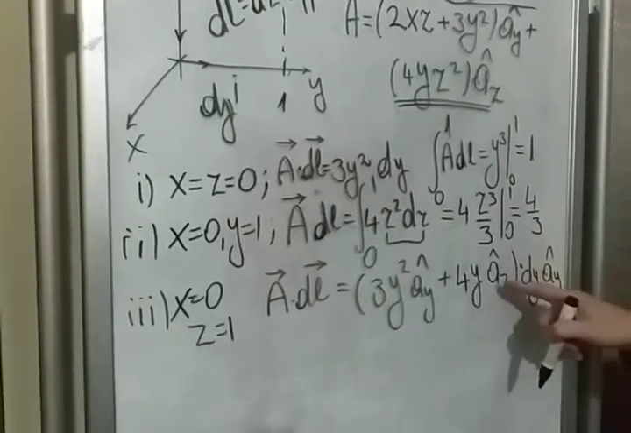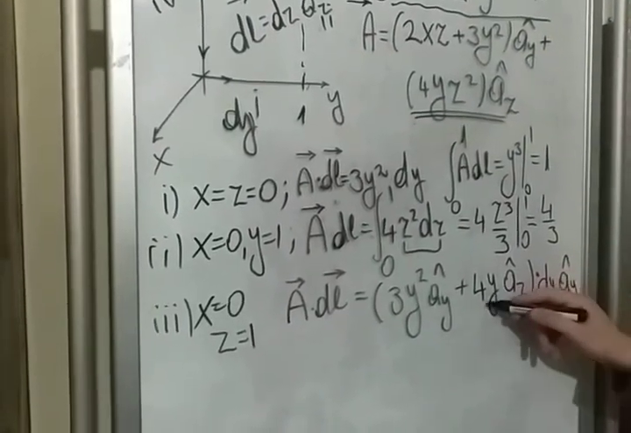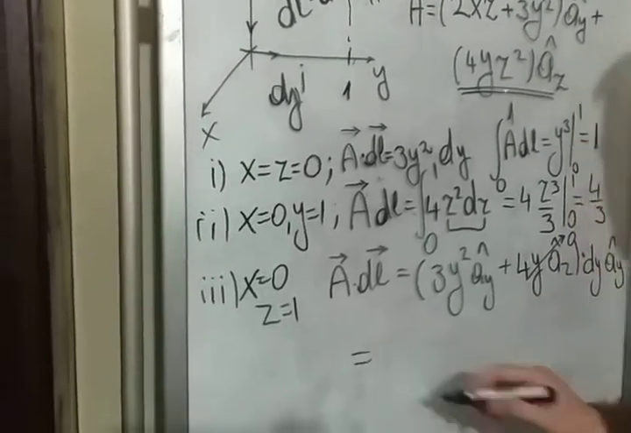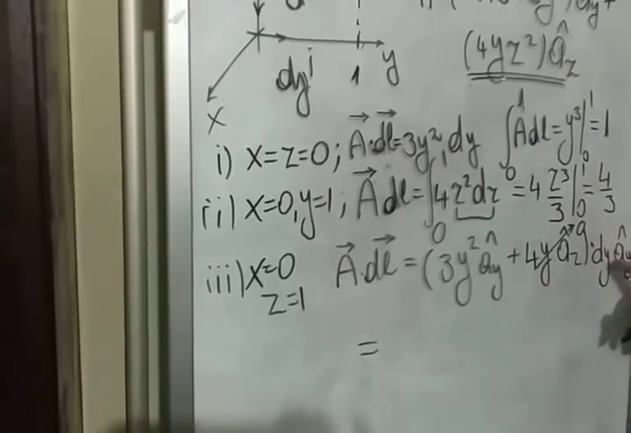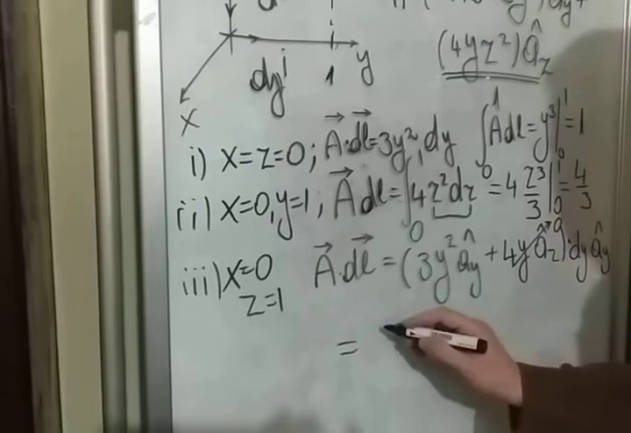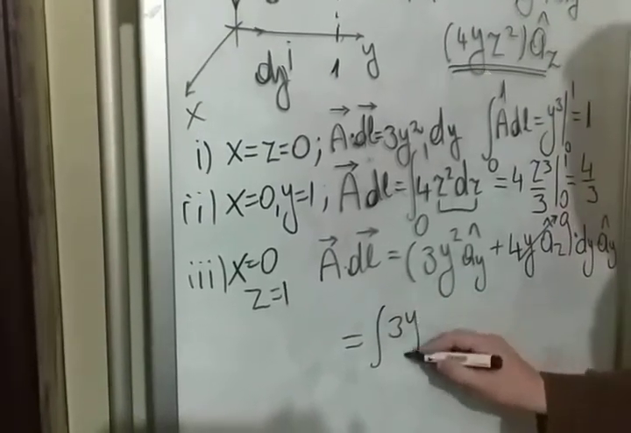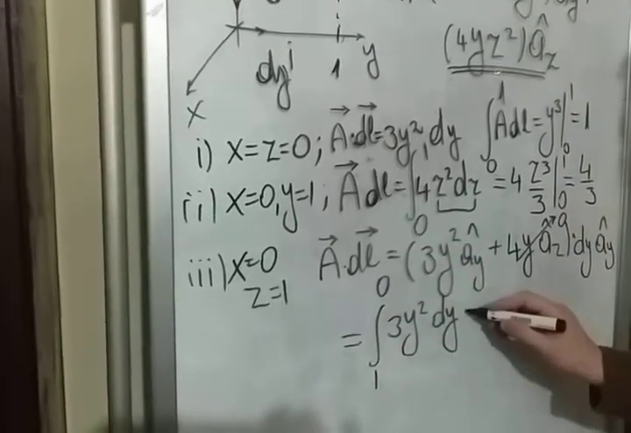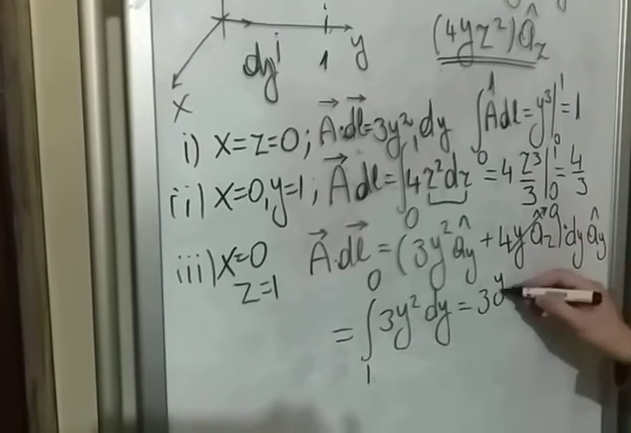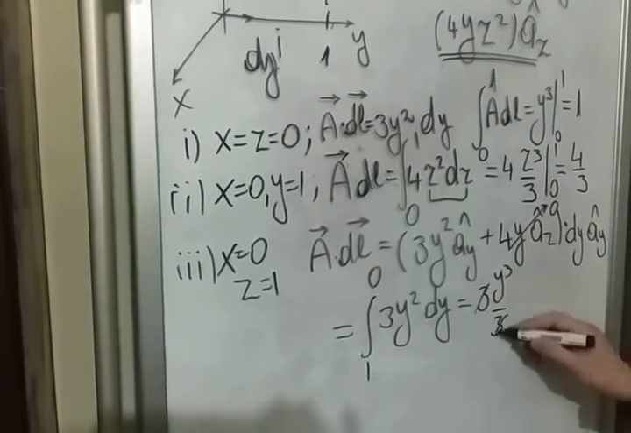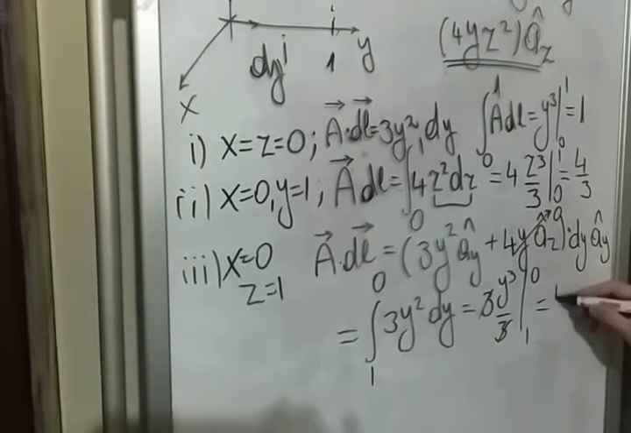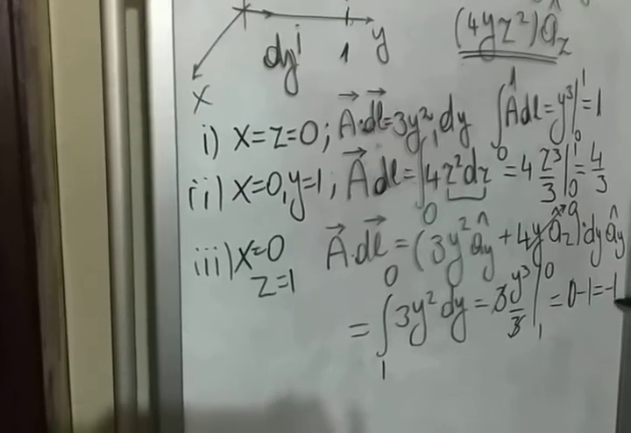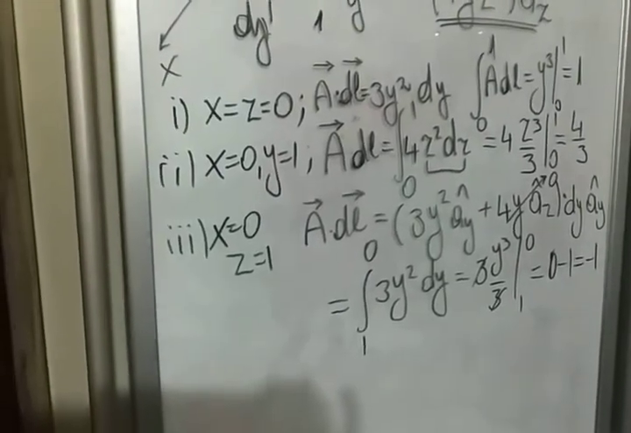So then we know that az dot ay, since they are orthogonal coordinates, the result will be 0. So let's take it out from here. And then what is left is ay dot ay, it's 1. So we will integrate 3y squared dy. The integral is from 1 to 0. Then we get 3 times y cubed over 3. These cancel out. From 1 to 0, we get 0 cubed is 0 minus 1, it's minus 1. So this is along the third path.